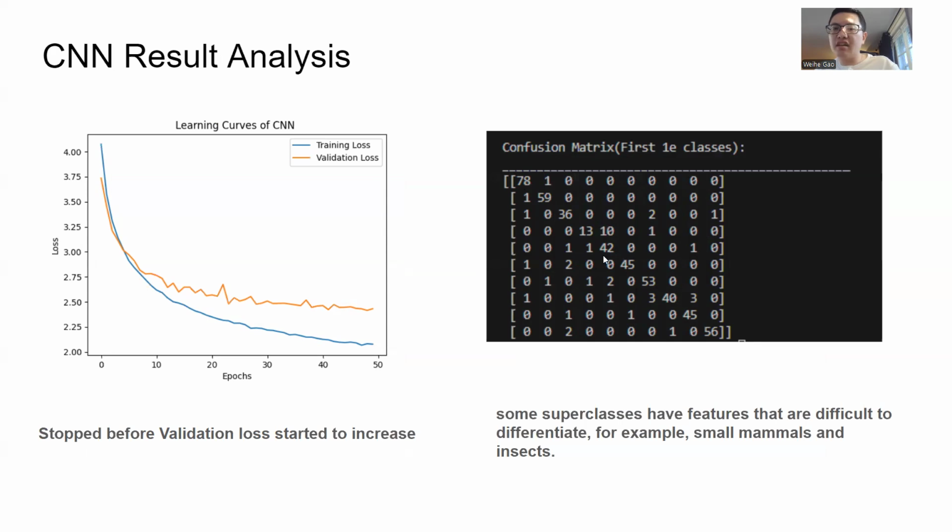In this case, it doesn't classify very well because some superclasses have features that are really difficult to differentiate, for example small mammals and insects. I would say this is even hard for us humans to distinguish. The next thing is we use a slightly more involved version of the convolutional neural network, which is ResNet, and Bing Qi will introduce that.